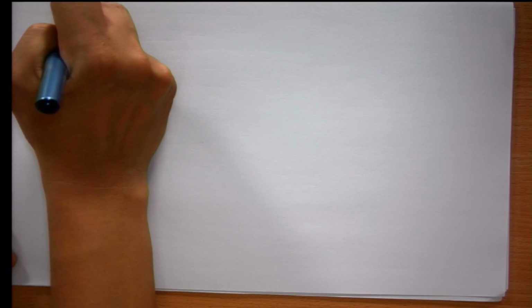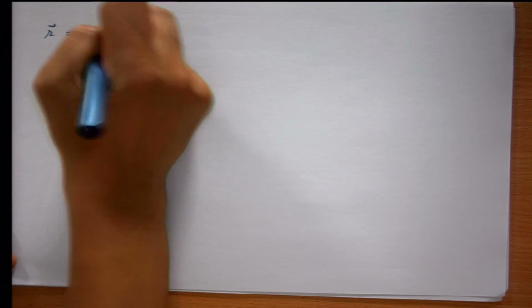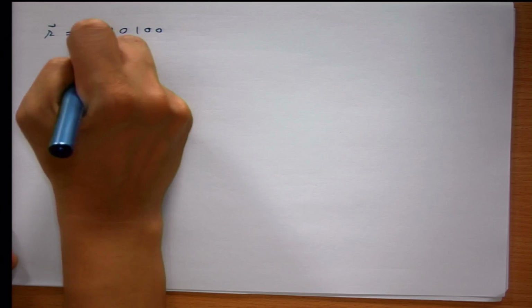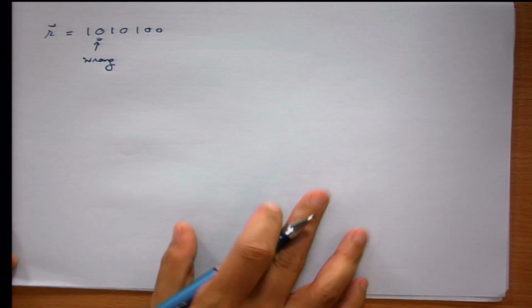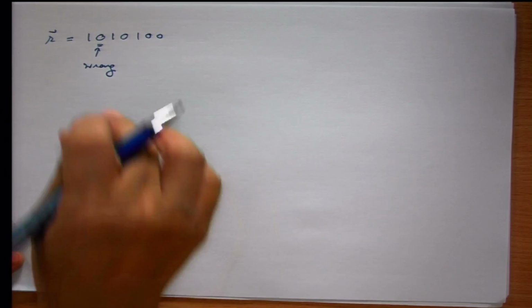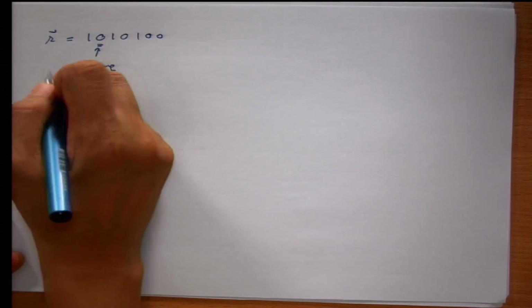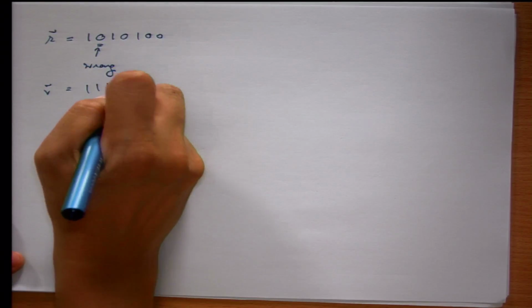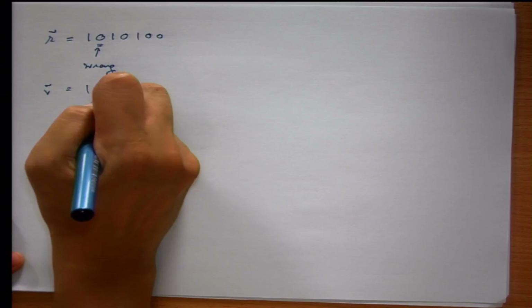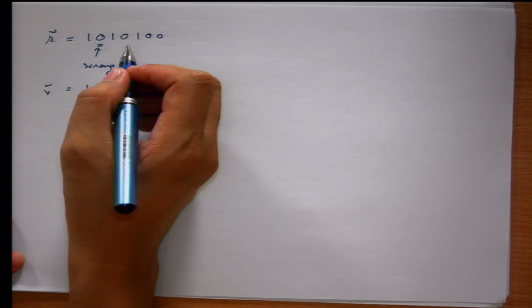Okay. Now, suppose you have R coming in, and R is, so this bit is wrong. Okay, we have an error in this bit. This is the same as our last example, okay? If the code word was 1 1 1 0 1 0 0, right? And this bit is wrong, so we have the receive sequence like this.